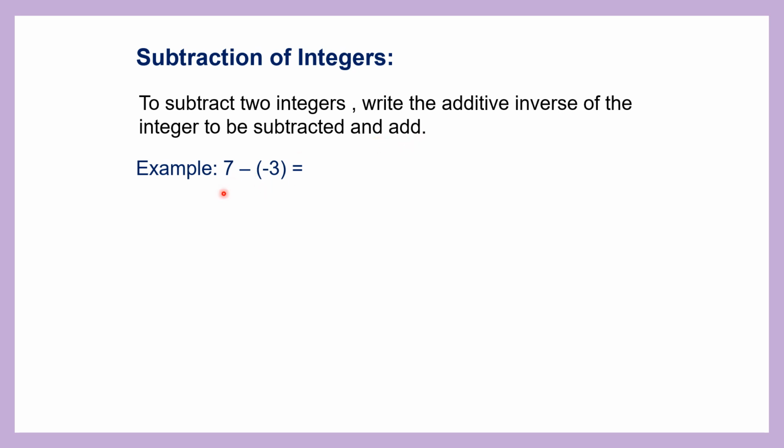We have to add both the integers. So how do we do that? We say 7 plus the additive inverse of negative 3. So this will be 7 plus the additive inverse, which is 3, and our answer is 10. So this is how we do subtraction of integers. We write the additive inverse of the second integer, or the integer to be subtracted, and we add. So we change the subtraction to addition, and we follow all the rules of addition here and get our answer.